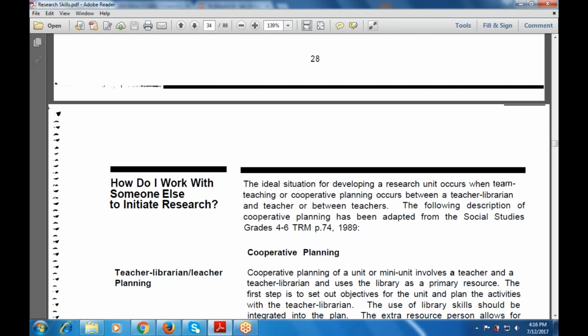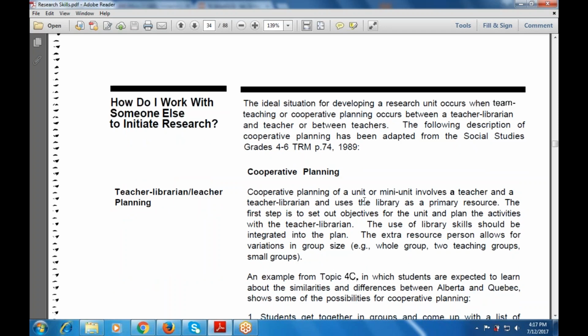Now, how do I work with someone else to initiate the research? The ideal condition for developing a research unit occurs when team teaching or cooperative planning takes place between the teacher librarian and the teacher, or between teachers. The following description of cooperative planning has been adapted from the social science grades, and it is also used with the teacher librarian and the teacher. So the first is the cooperative plan.